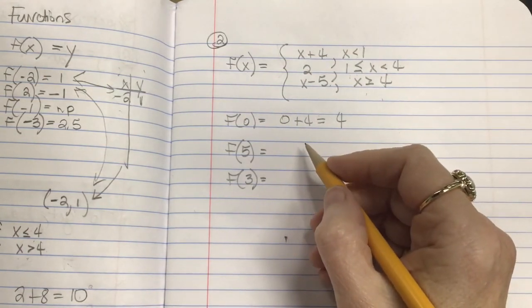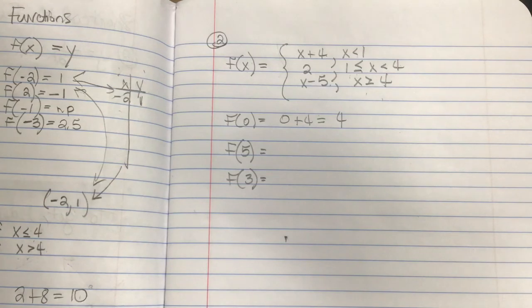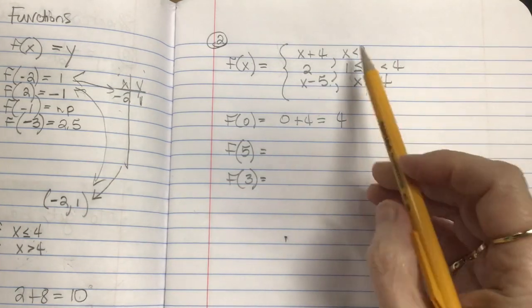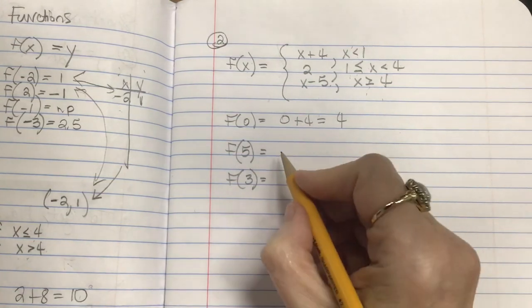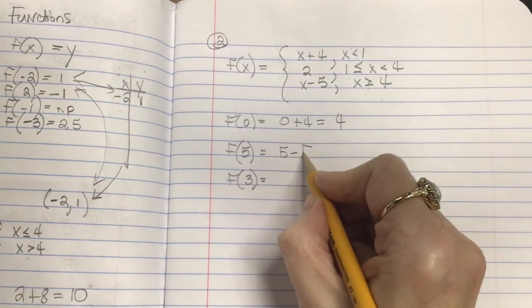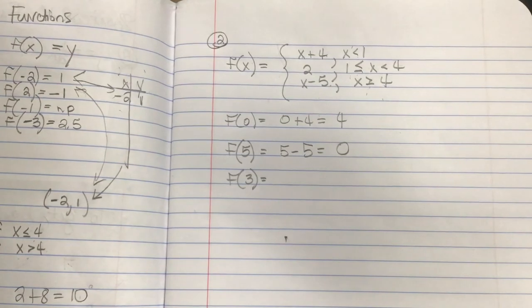And then where's 5? McKinley, where's 5 in this one? Where does it fit? First one, second one, or third one? The third one. So it would be 5 minus 5, which is 0. Now, just by coincidence, I'm giving you some that's giving you the x-axis, y-axis. I just picked some numbers. So our x-intercept, y-intercept, that was just a coincidence.